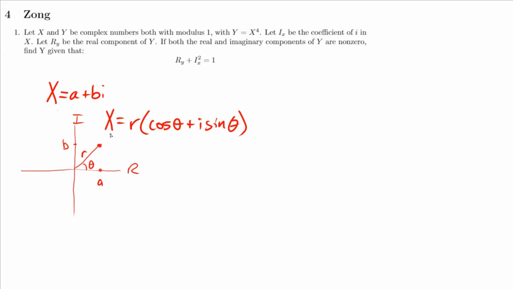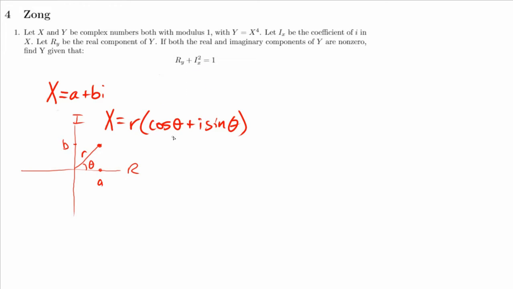And why does that work? Well, since r is the hypotenuse of this essentially right triangle, cosine theta times r is going to be this. And sine theta times r is going to be this. So this thing multiplied together is a, and this thing multiplied together is b.